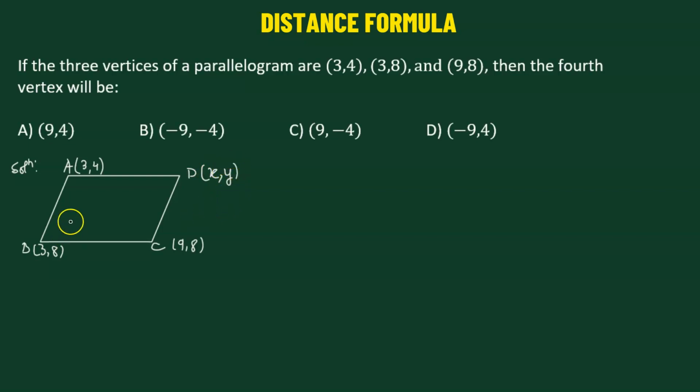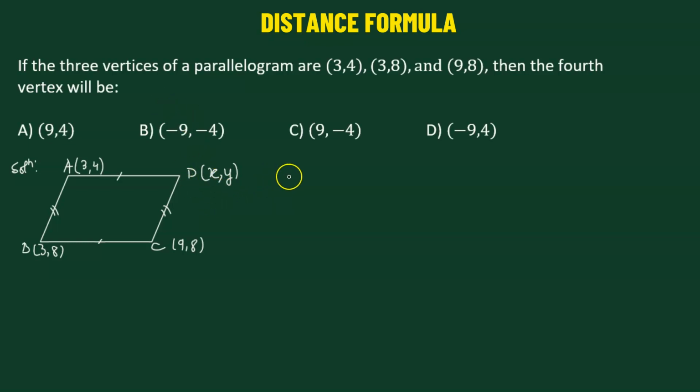Now, we know that the opposite sides of a parallelogram are equal. So we'll first find the length of side BC, which will automatically be equal to the length of side AD. And if we find the length of AB, that will be equal to CD. That is going to give us a few equations which we can solve to find the values of x and y. So let us begin.